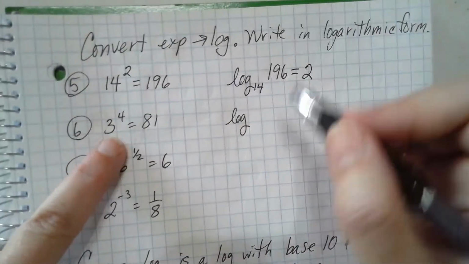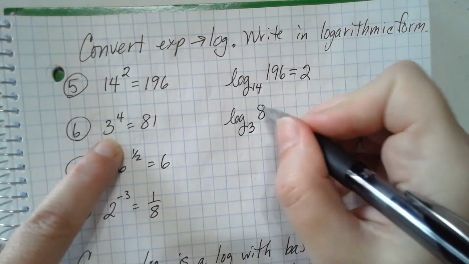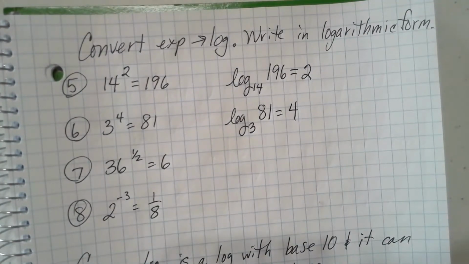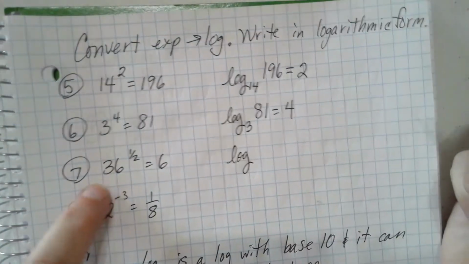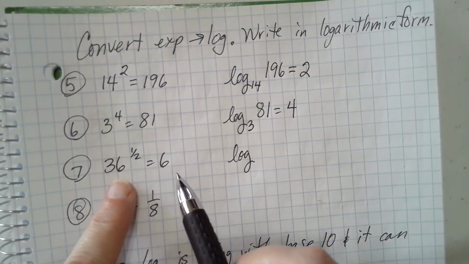Okay, so 3 to the 4th power equals 81 is the same as log base 3 of 81 equals 4. Did you get that one right? Whoop, whoop. 36 to the 1/2 power equals 6.